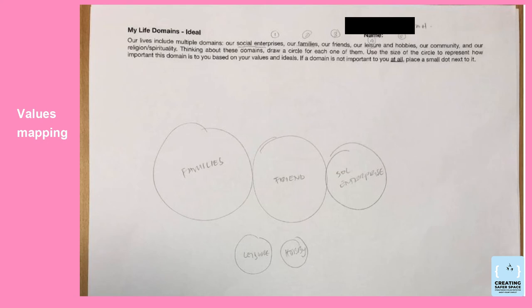Here I'm going to share another powerful art-based approach that you can also consider in the UCP context: mapping activities. The one that I show you here is values mapping. Relationship mapping is also another tool that is quite commonly used. In this values mapping, we ask our participants to use circles to represent the various life domains and how much they value each life domain. So the bigger the circle, the more important the life domain, such as family, friends, their social enterprise, etc. So this is their ideal, their values or expectations.